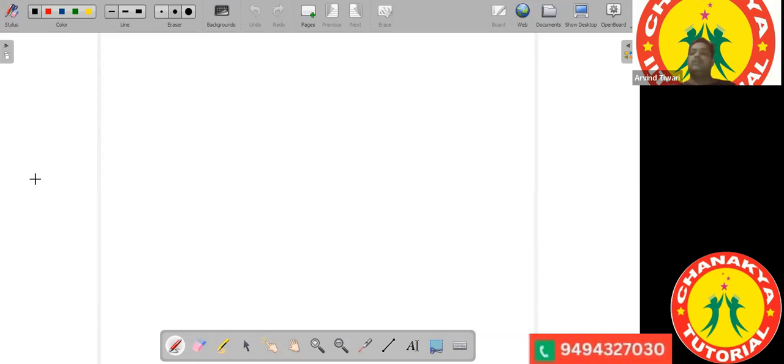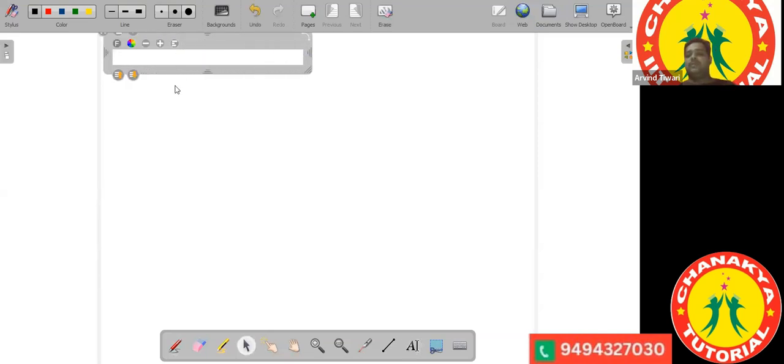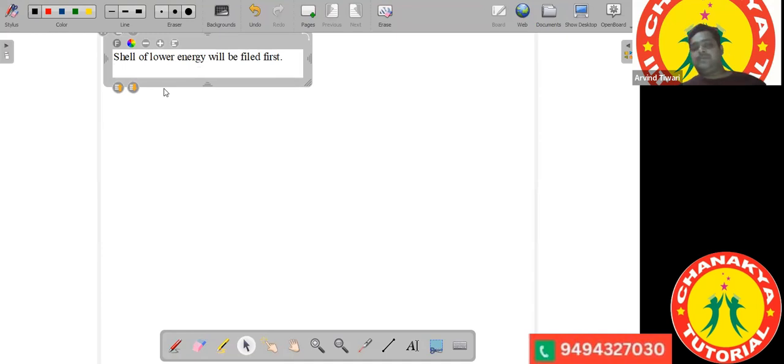So we were done with the writing of the electronic configuration, and the rules which are to be followed while writing it. First of all, you have to take care that the shell of lower energy will be filled first. Then only the higher energy levels can be filled up.